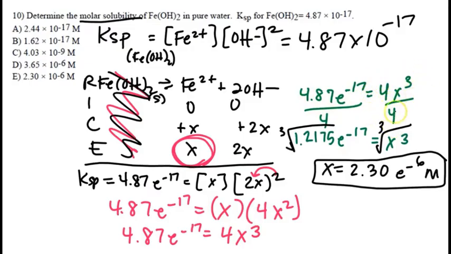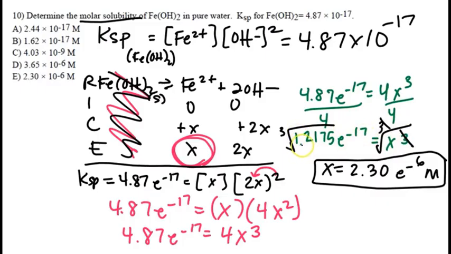I have to divide by 4 to isolate X by itself, and when I divide 4.87 times 10 to the negative 17 by 4, I get 1.2175 times 10 to the negative 17. Now, to get X by itself, I have to take the cube root, so I can get rid of the cube on this side, and I need to take the cube root of this number here.